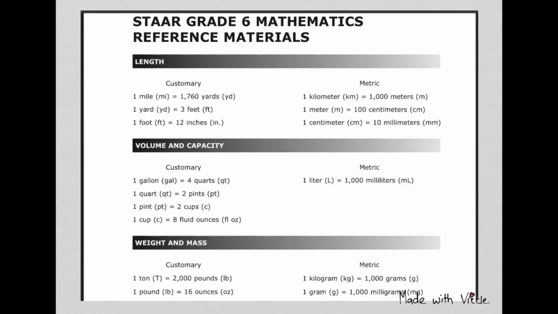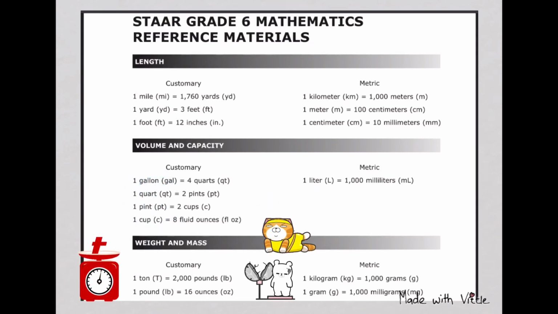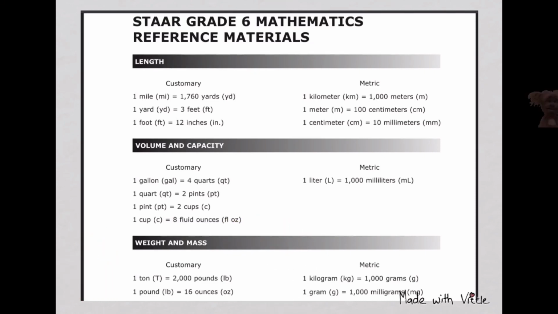Hello, our topic for today is about measurements. We will tackle measurements in customary units, such as measurements in length, like miles, yards, feet, inches, measurements in volume and capacity, like gallons, quarts, pints, cups and fluid ounces. Also in weight and mass, there are tons and pounds and ounces. Okay, and then we will also talk about units in the metric system like kilometers, meters, centimeters, milliliters, millimeters, and so on.